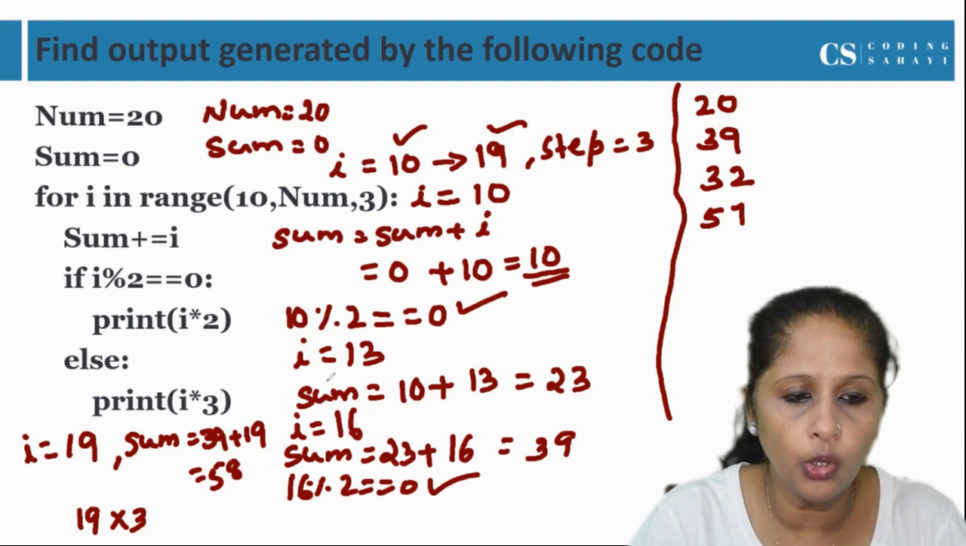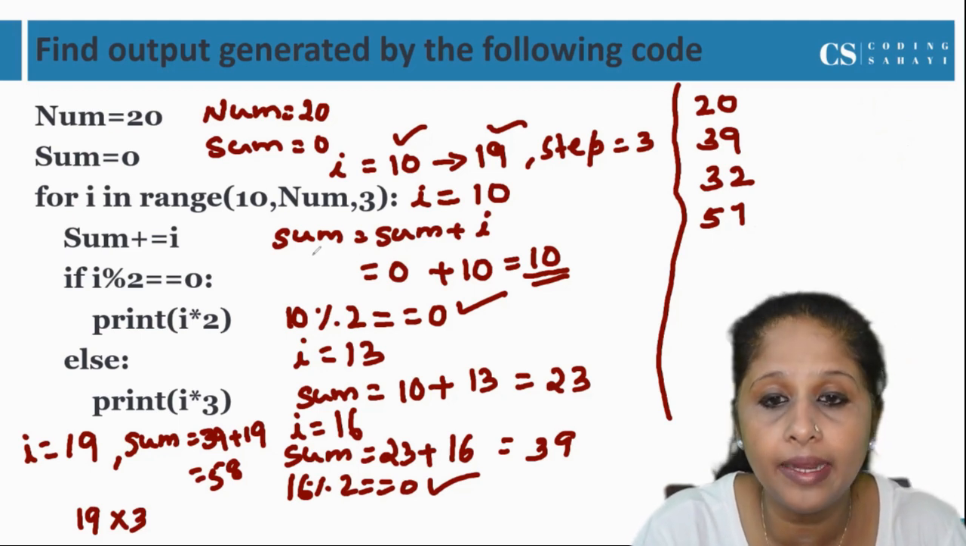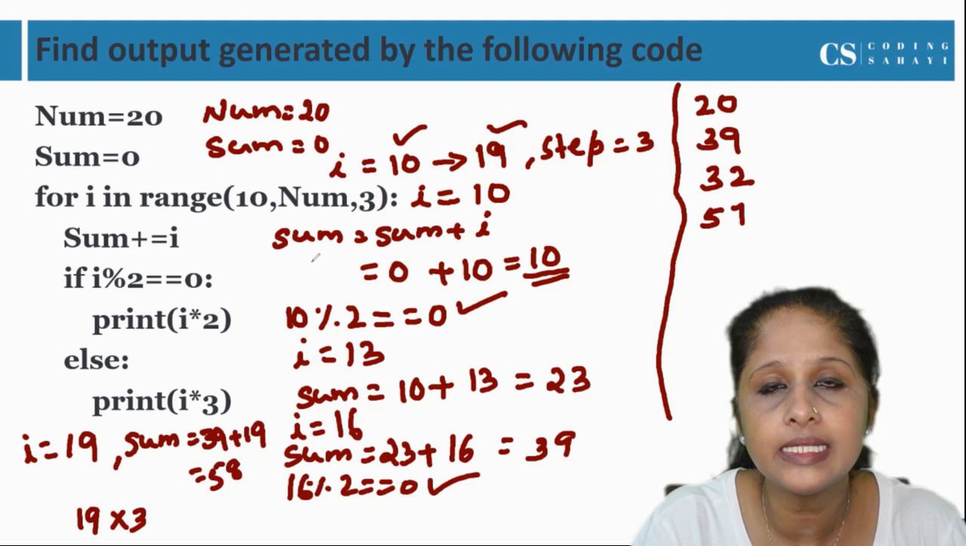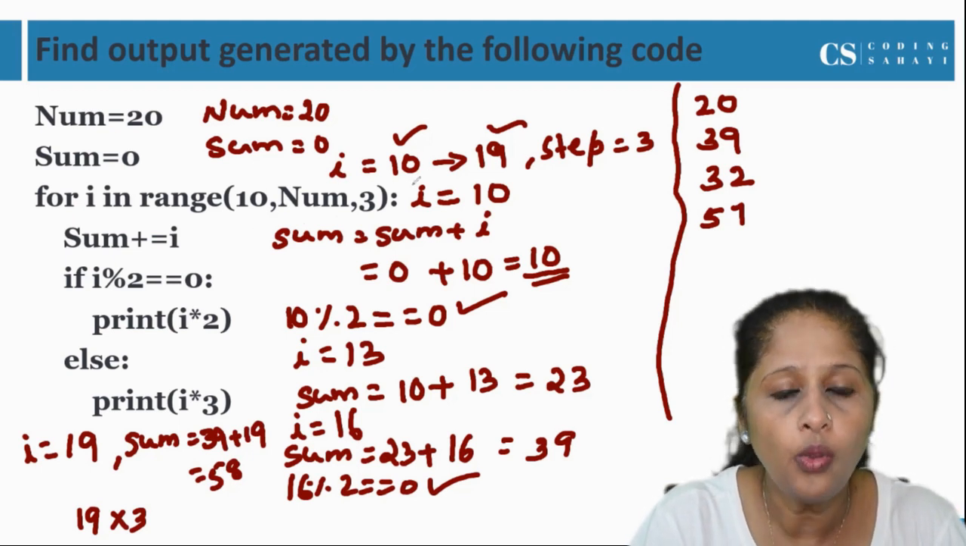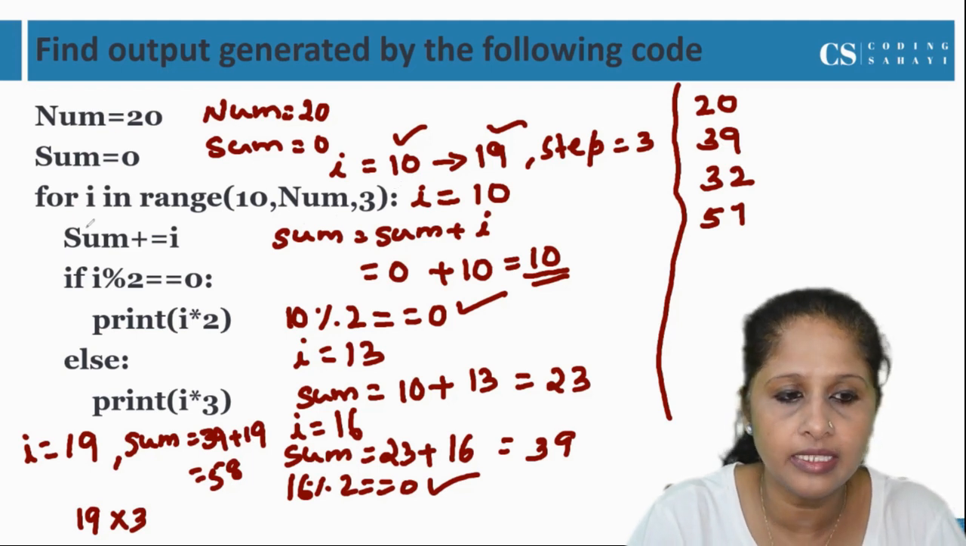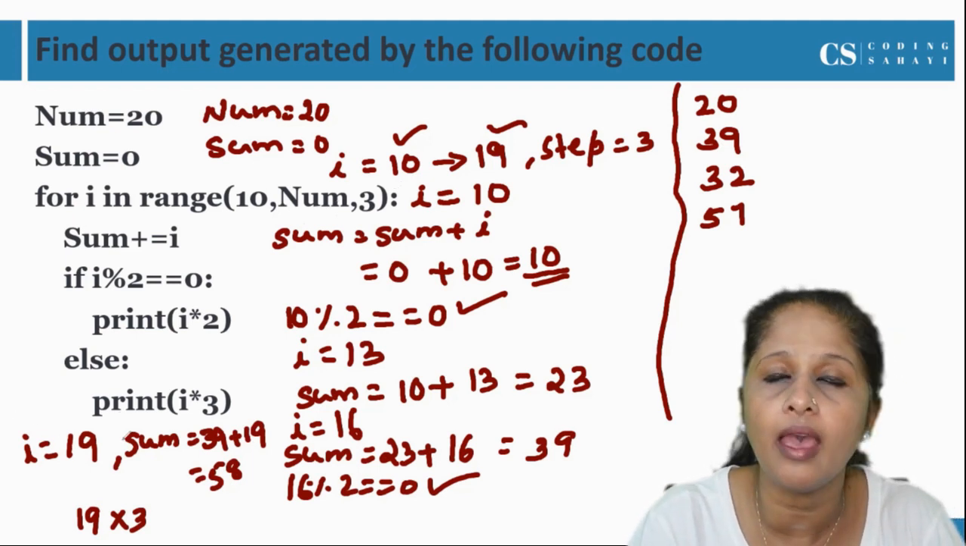So here it goes back, then i is incrementing by 3. That means it is actually 22. So 22 is not in this range. So the loop is finished here. It is coming out of the loop. So any other statement after for loop?